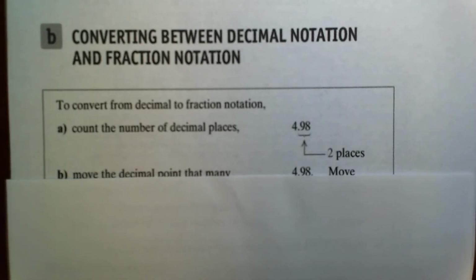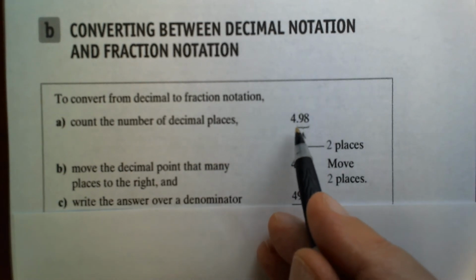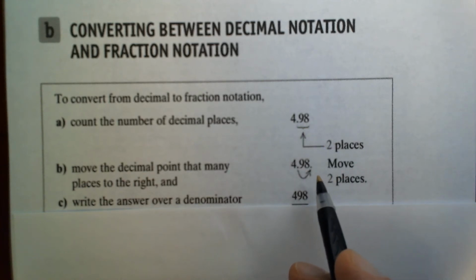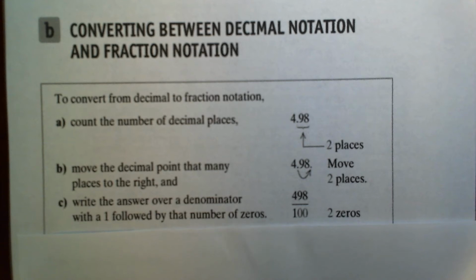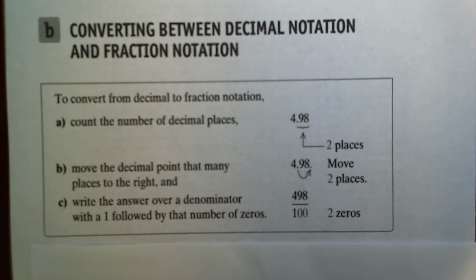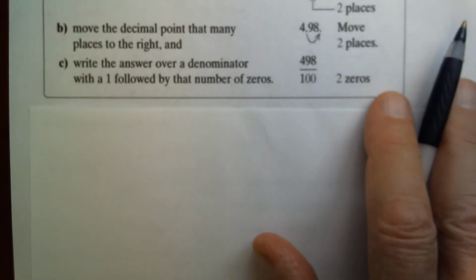In section B, we're going to learn about converting between decimal notation and fraction notation. To convert from decimal to fraction notation, we count the number of decimal places. In this case, 4.98, there are 2 decimal places. Then we move the decimal point that many places to the right, and write the answer over a denominator with a 1 followed by that number of zeros. Since we moved 2 places, a 1 followed by 2 zeros: 498 100ths. Pretty simple process, so let's look at some examples.